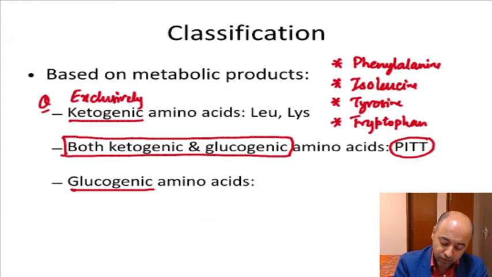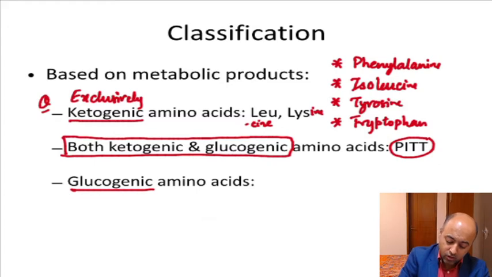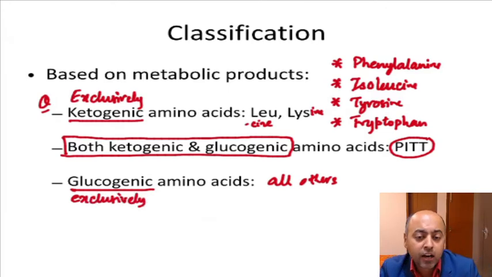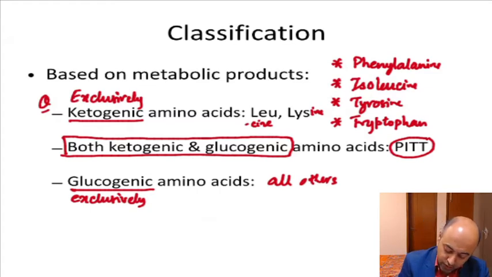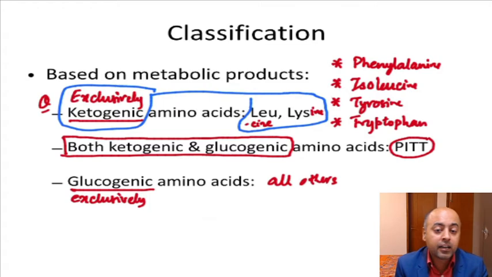exclusively ketogenic. So there your answer should be lysine and leucine. Lysine and leucine are exclusively ketogenic amino acids. All others are exclusively glucogenic amino acids. So I'll repeat, exclusively ketogenic: the answer is lysine and leucine.